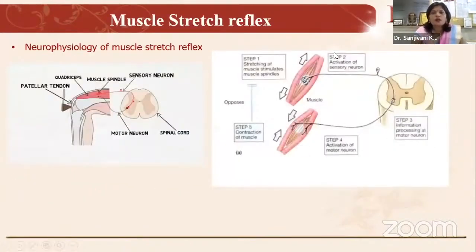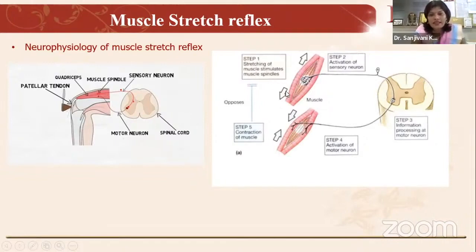So now, what is the muscle stretch reflex? Muscle stretch reflex means when we do the tendon jerk, we get the reflexes. It means we get a simple jerk at that joint. Why do we get it? Because stretching of the muscle stimulates the muscle spindle. For example, when we jerk the patellar tendon, what exactly happens? We get a stretch of that muscle and tendon.